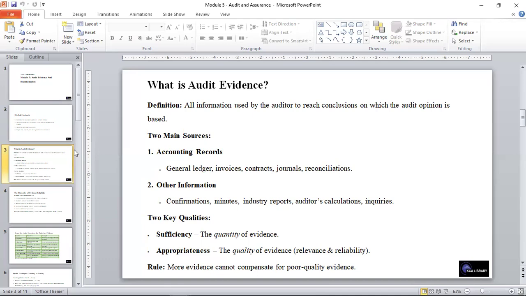We also have two key qualities of audit evidence. The first is sufficiency, and this is the quantity of evidence, and we have another, appropriateness, and this talks about the quality of evidence, which is the relevance and reliability. From this, we can see that it is not only quality we talk about, we also talk about quantity. And these two are very, very important. The rule is that more evidence cannot compensate for poor quality evidence. So if there is poor quality evidence, then being able to gather more evidence does not compensate for it. Both work hand in hand.